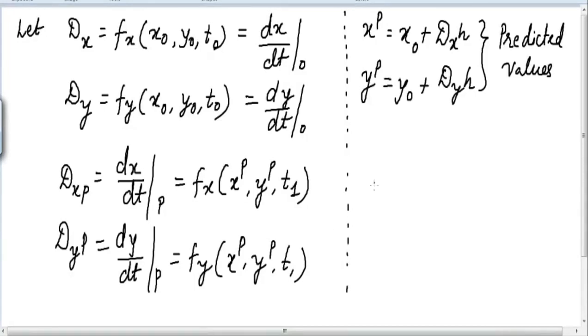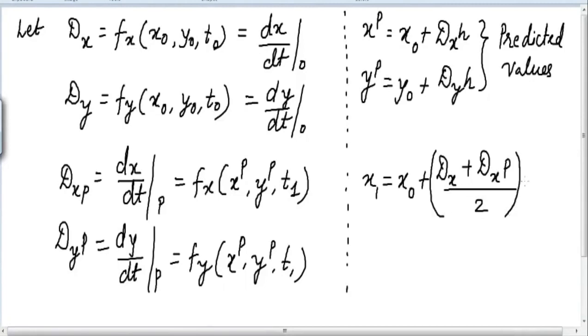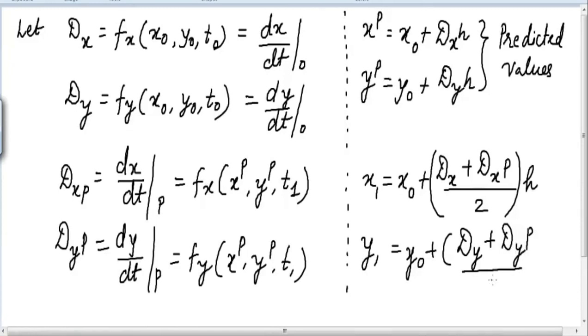करेक्टेड वैल्यूज कुछ इस तरीके से मिलेंगे, x1 is equal to x0 plus (dx plus dx predicted) divided by 2, and this will be multiplied by the time interval. Similarly y1 जो है वो हमें मिलेगा y0 plus (dy plus dy predicted) divided by 2 multiplied by h. That was the concept of the modified Euler method.